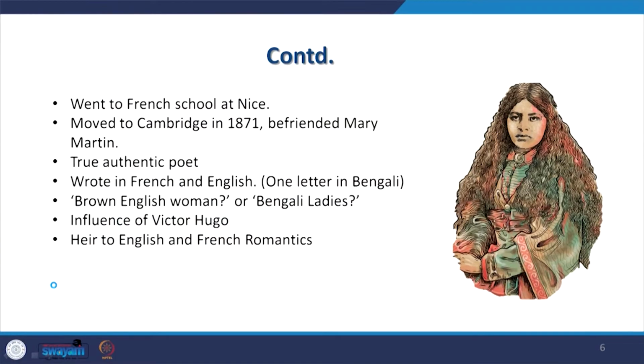The family moved in 1871 to Cambridge, where, as I said earlier, Toru befriended Mary Martin, who happened to be one of the most fortunate beings to receive all the letters of Toru throughout her life. It is said by many Indian writers and poets that she could be considered the first true and authentic Indian voice.